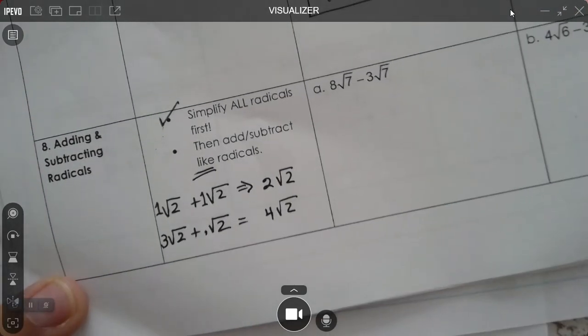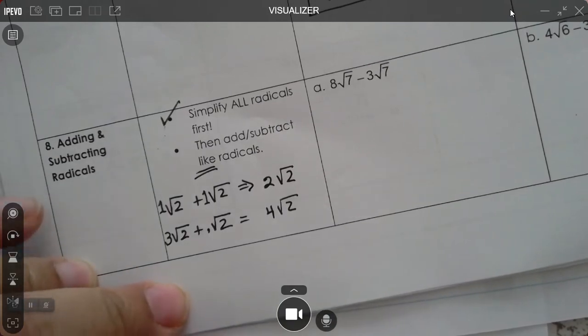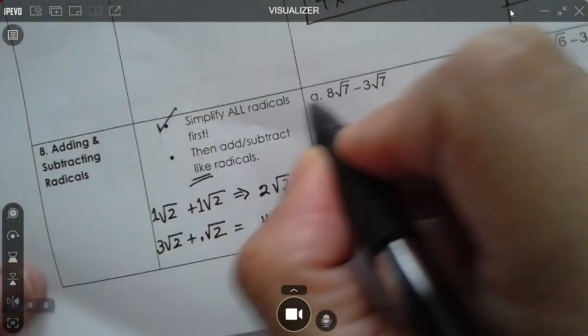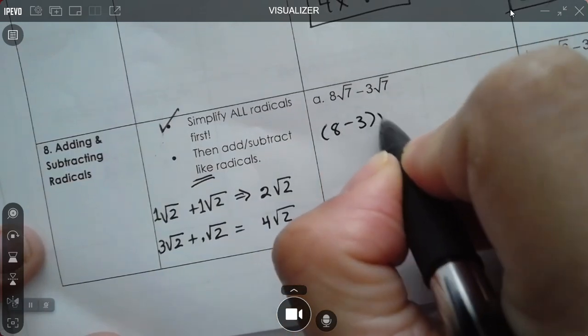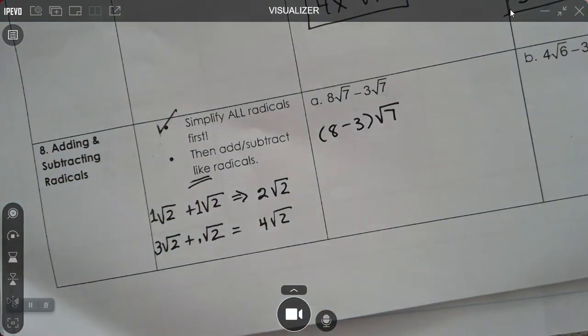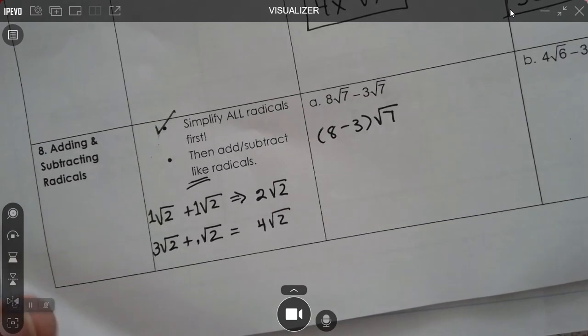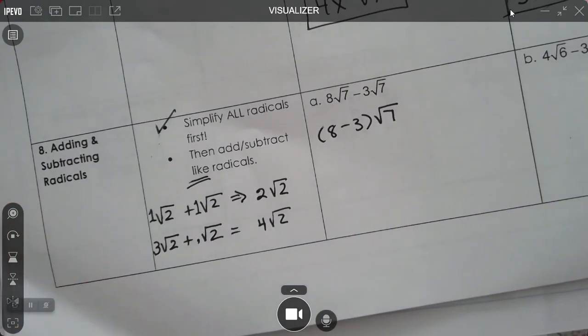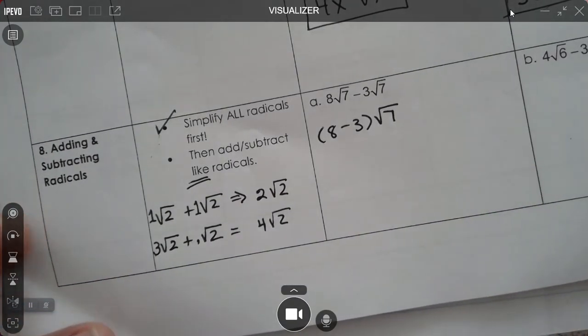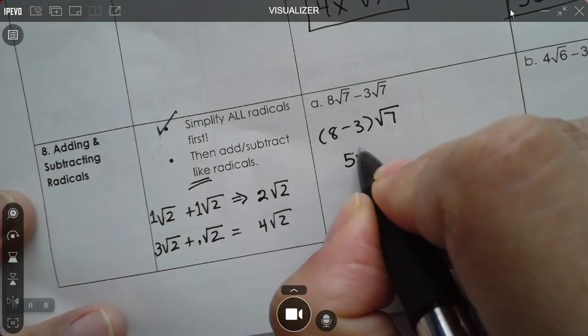Yes and no. You said the 7 and the 7. You have to say radical 7, radical 7. They both have a radical 7. So then this is 8 minus 3, radical 7. We following? And what's 8 minus 3, Nick? Thank you, Nick.